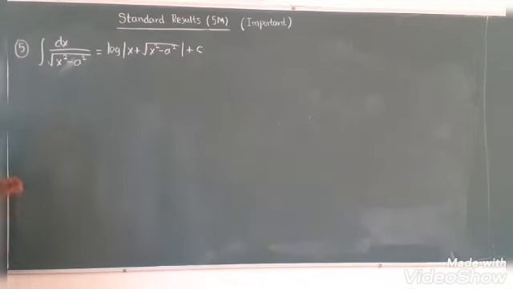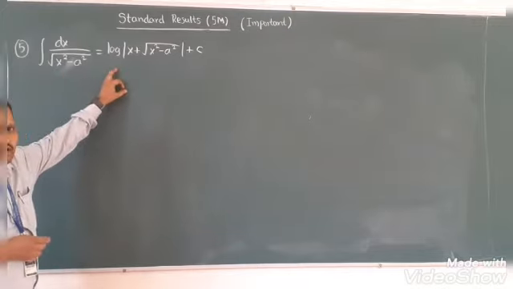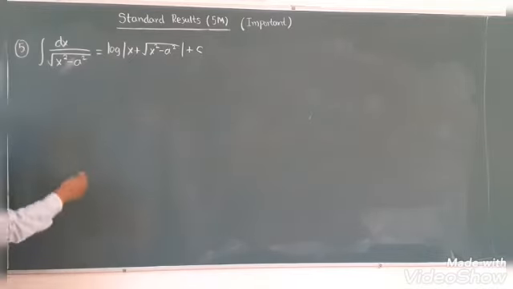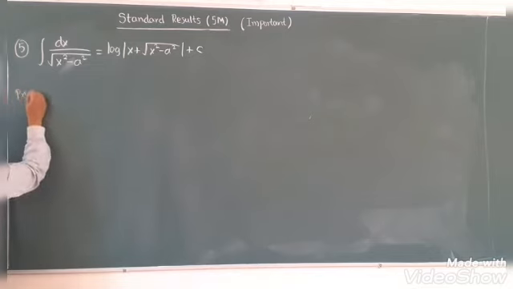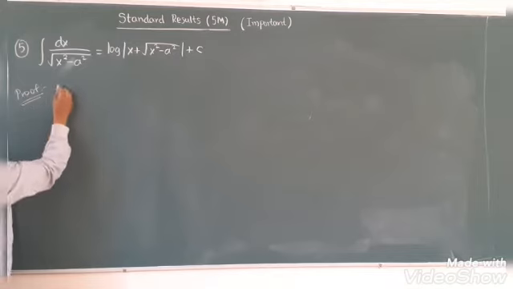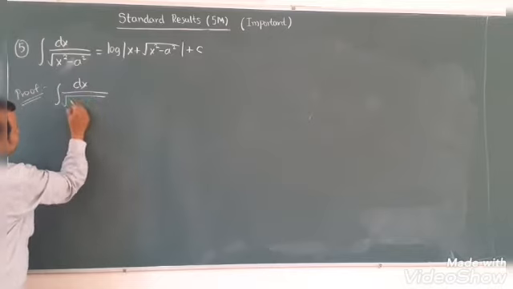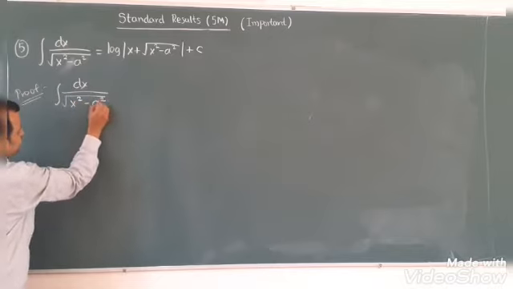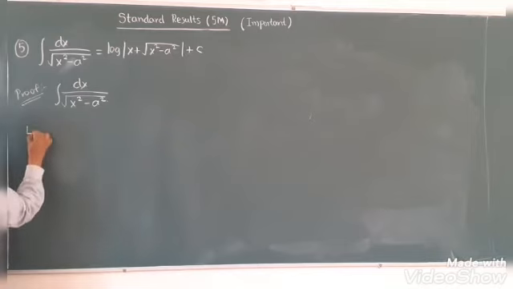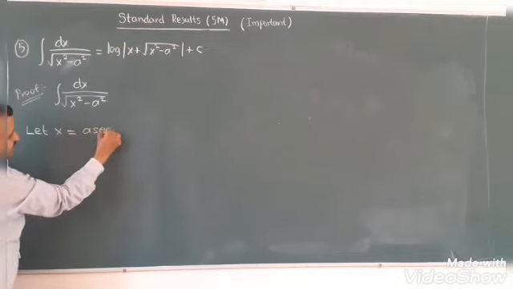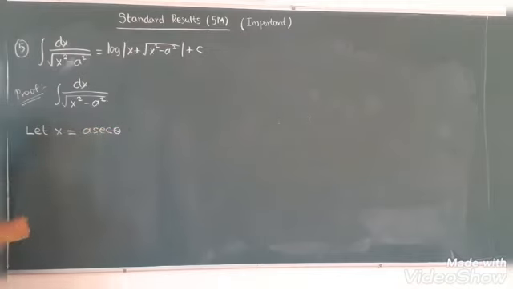Let us see the proof of the next result. Integral dx divided by root over x square minus a square equal to log of mod of x plus root over x square minus a square plus c. Now look here. So here we can say dx divided by square root of x square minus a square. So here I can say let x is equal to a secant theta. I am assuming x as a secant theta.